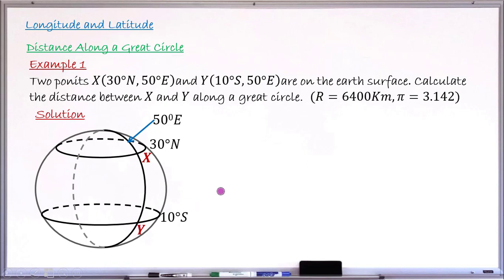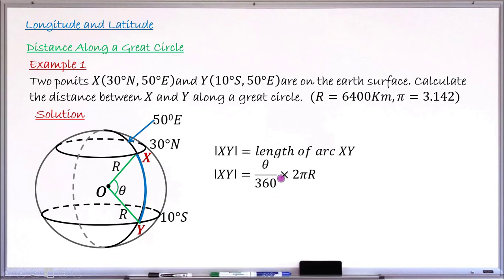So therefore, if I continue to find the length or the distance between those 2 points along that great circle, that very longitude, it will be nothing but the length of this arc. Let's say the arc is this arc in blue, and that arc subtends an angle theta at the center. So the length of this arc will be theta over 360 multiplied by 2 pi r, where r is the radius of the earth. The angle theta is the angle subtended by that arc at the center.